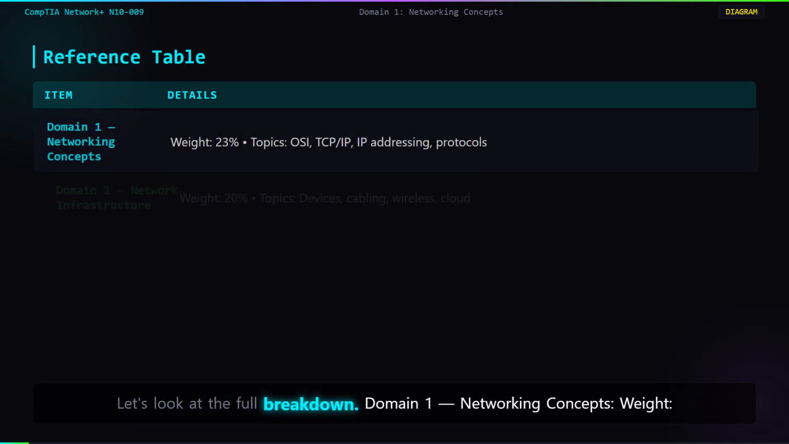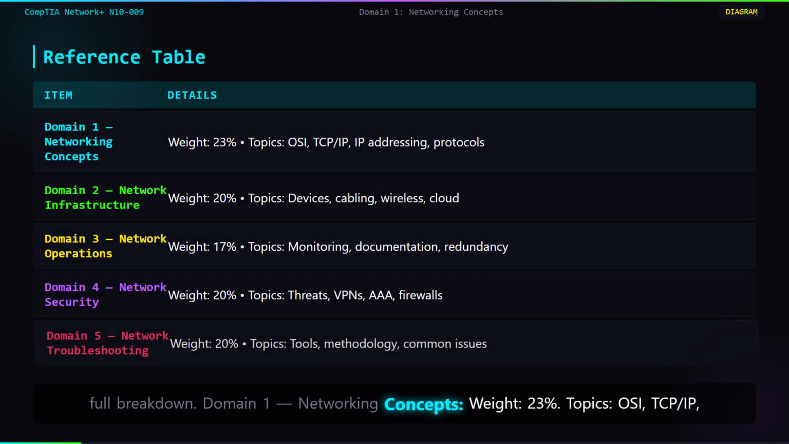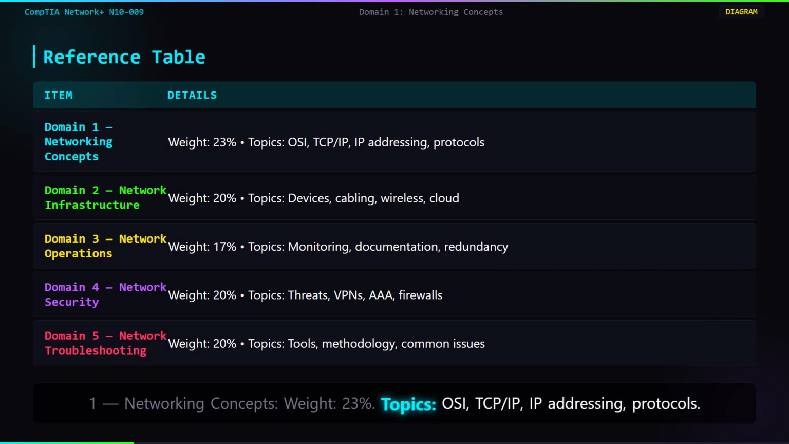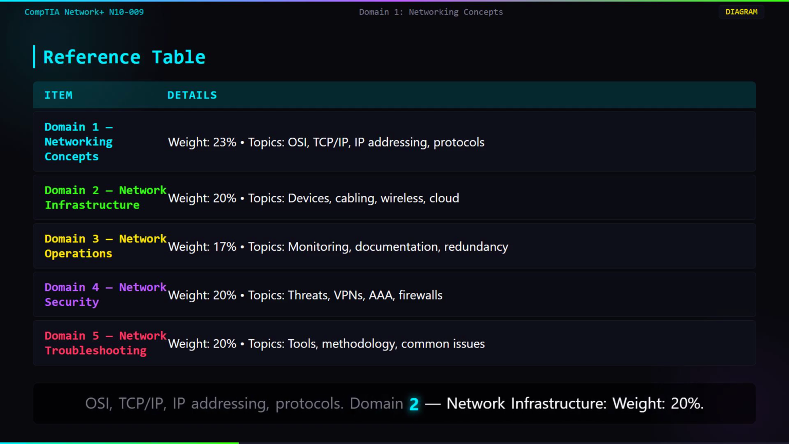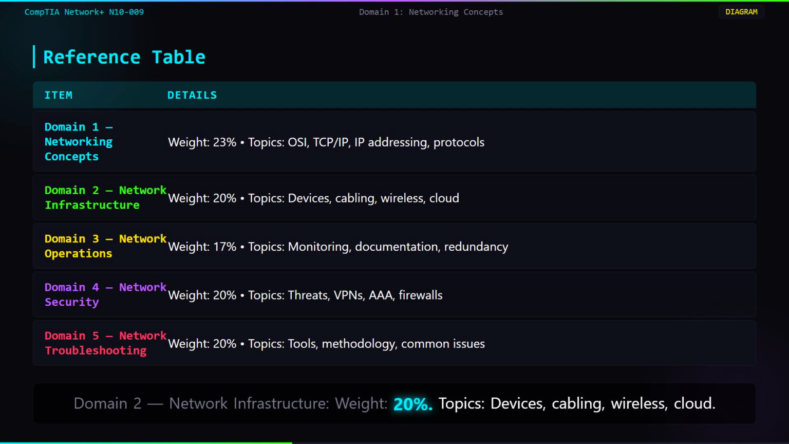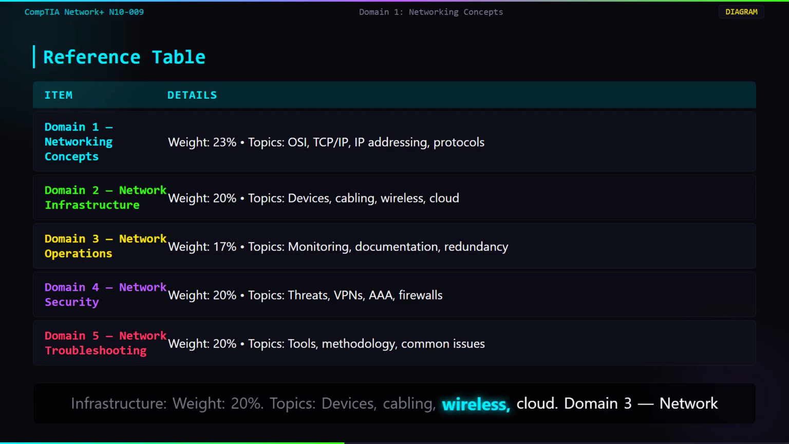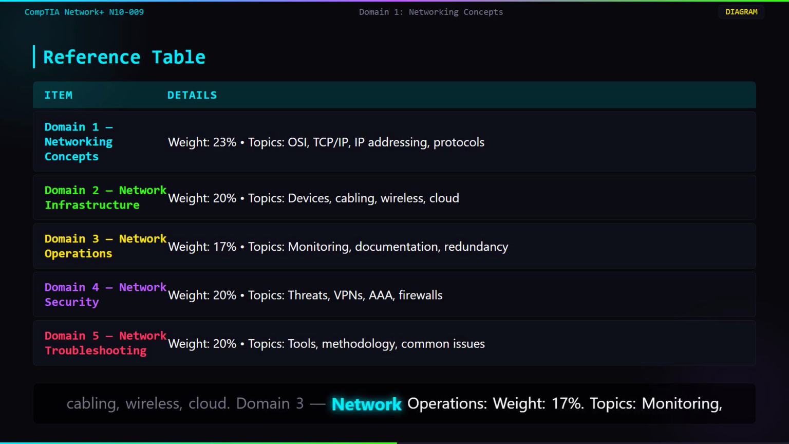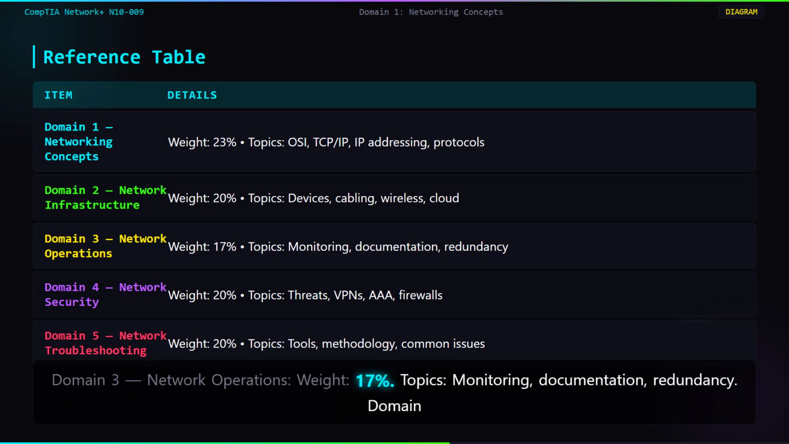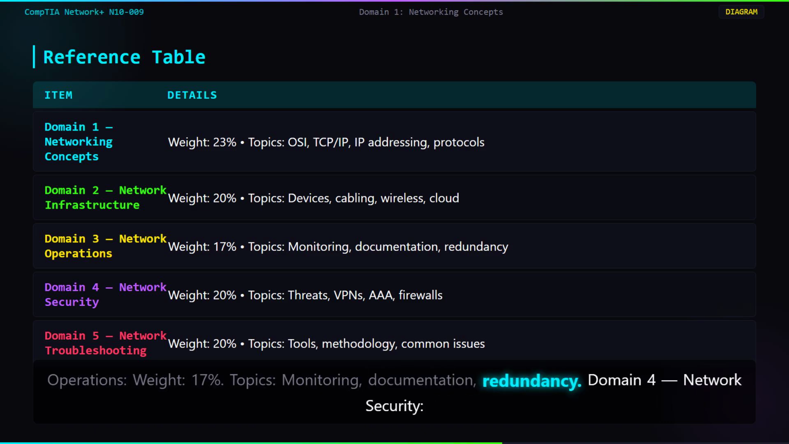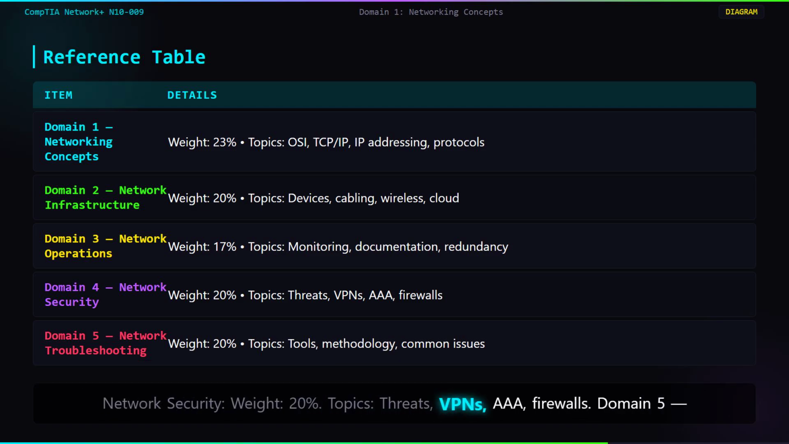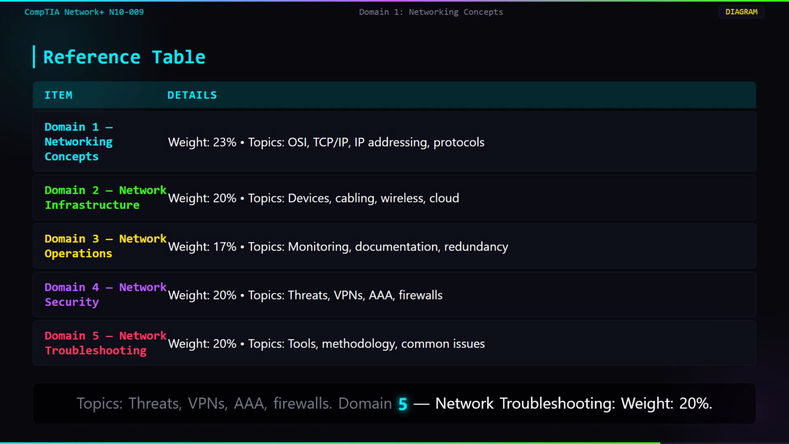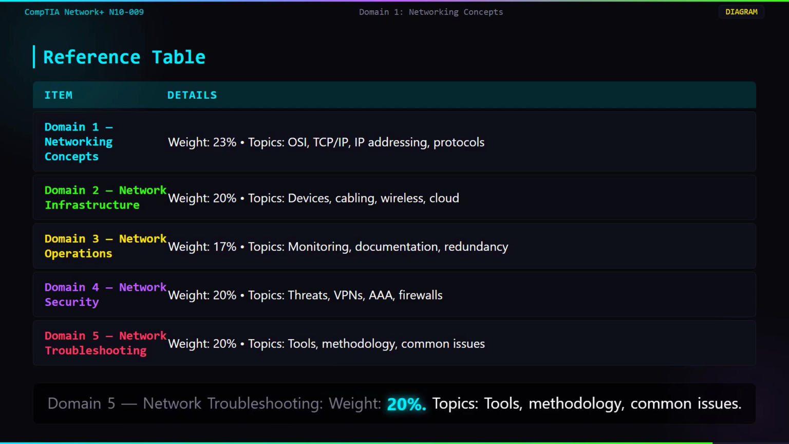Let's look at the full breakdown. Domain 1, networking concepts. Weight, 23%. Topics: OSI, TCP/IP, IP addressing, protocols. Domain 2, network infrastructure. Weight, 20%. Topics: devices, cabling, wireless, cloud. Domain 3, network operations. Weight, 17%. Topics: monitoring, documentation, redundancy. Domain 4, network security. Weight, 20%. Topics: threats, VPNs, AAA, firewalls. Domain 5, network troubleshooting. Weight, 20%. Topics: tools, methodology, common issues.